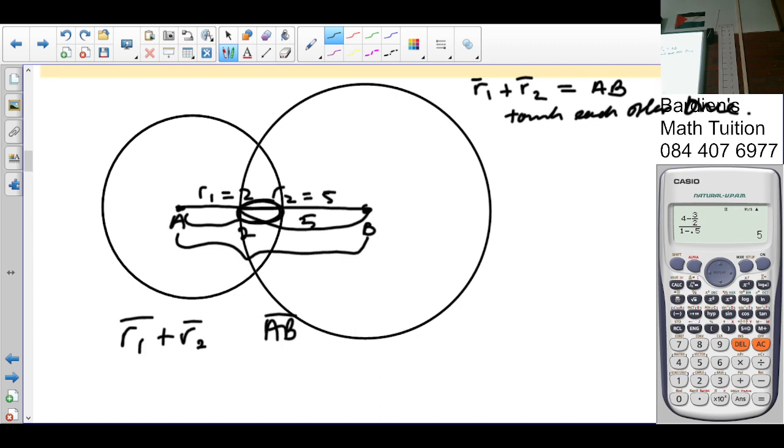So what can we say? That radius 1 plus radius 2 has to be more than AB. If that is the case, what do we say? Therefore, the circles cut each other twice. Or 2 times, no? Twice or 2 times? Both are right.